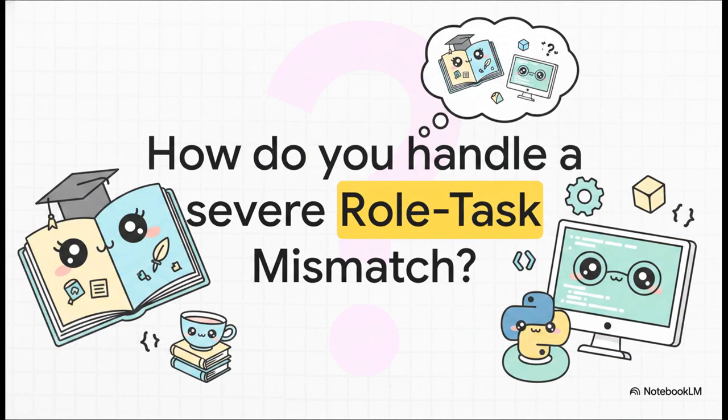Okay, moving on to Quiz 2. This is a severe role-task mismatch. Imagine the system role is English literature professor, but the user prompt requires a Python script for a recursive function. How do you handle this to ensure the absolute highest data integrity? Thinking through these highly specific, honestly kind of weird scenarios cements your transition from someone just doing tasks to someone who is architecting AI logic.